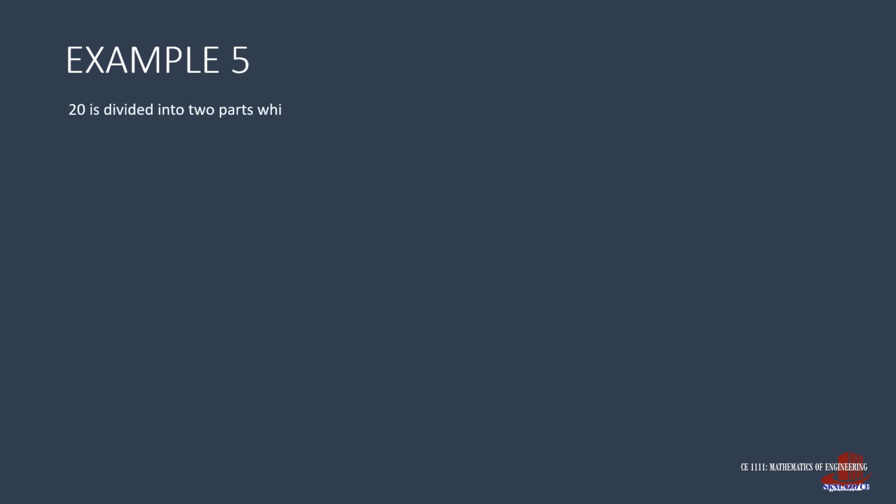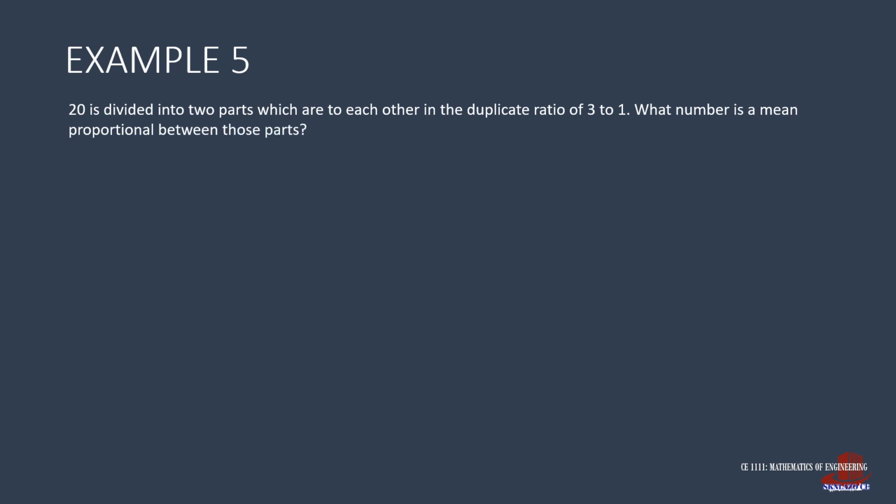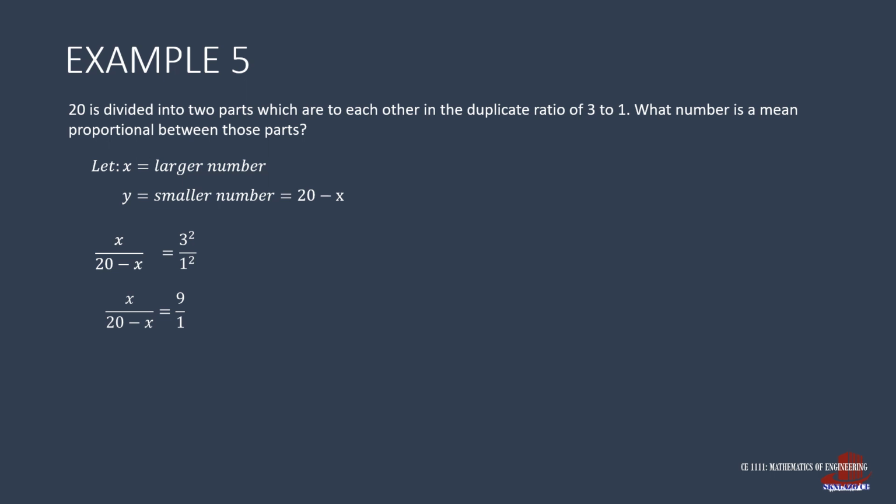For example 5, 20 is divided into two parts which are to each other in the duplicate ratio of 3 to 1. What number is a mean proportional between those parts? Assign x for the larger number, and the smaller number is then solved as 20 minus x. The proportion is also written as x over 20 minus x as the duplicate ratio, which is 3 squared over 1 squared. This is simplified as 9 over 1.